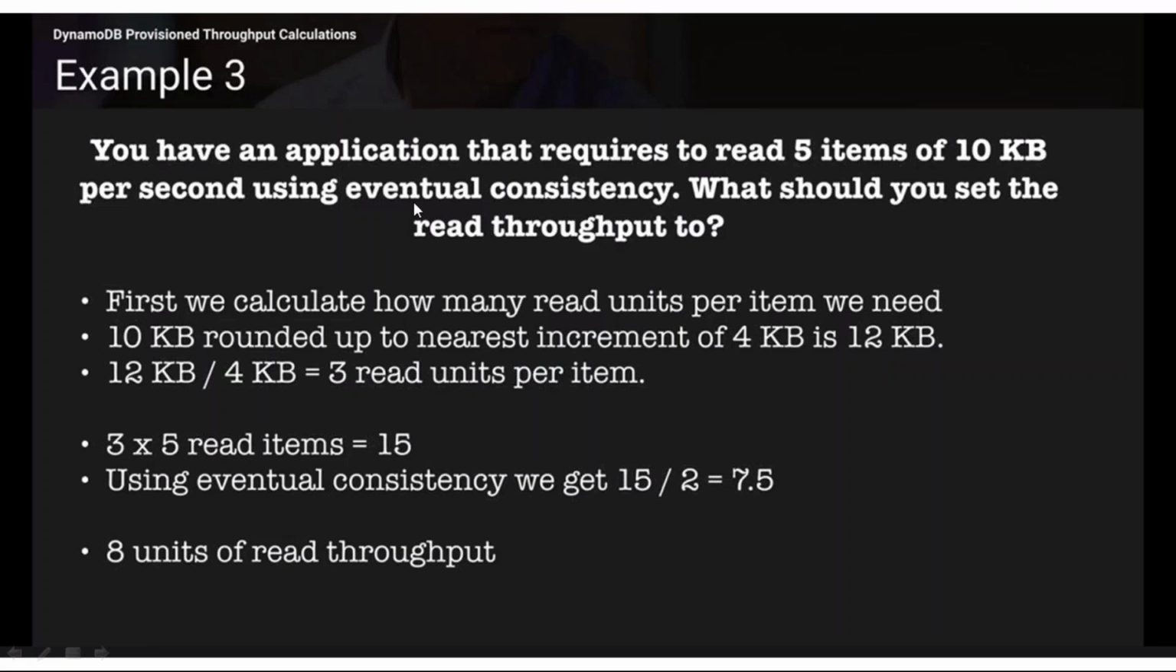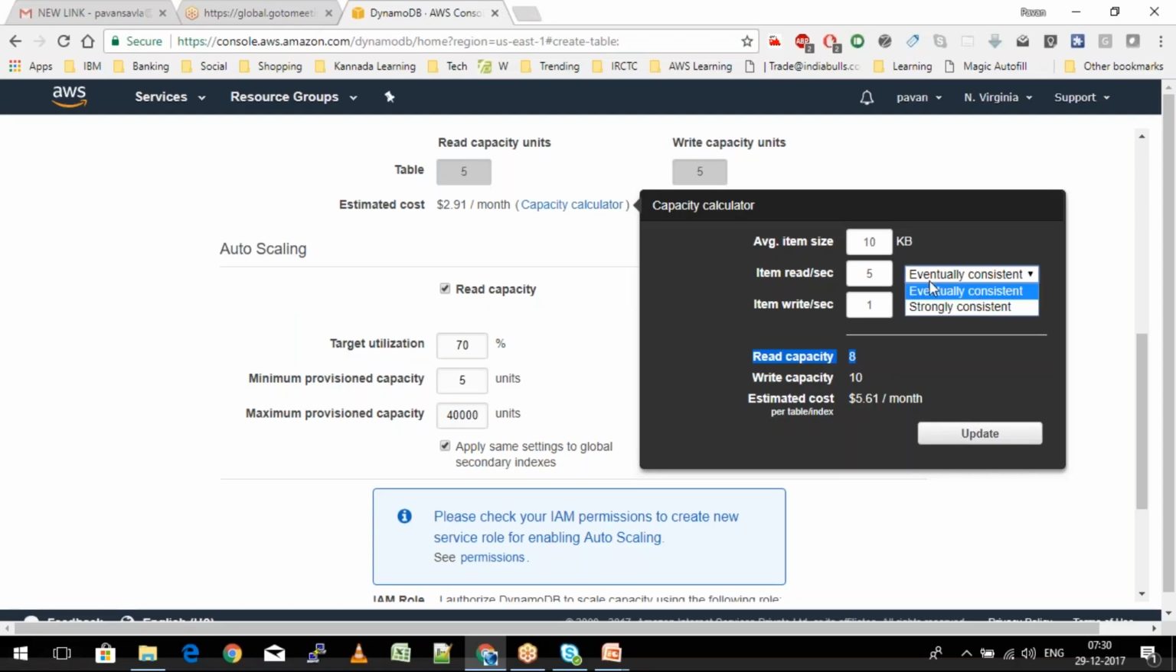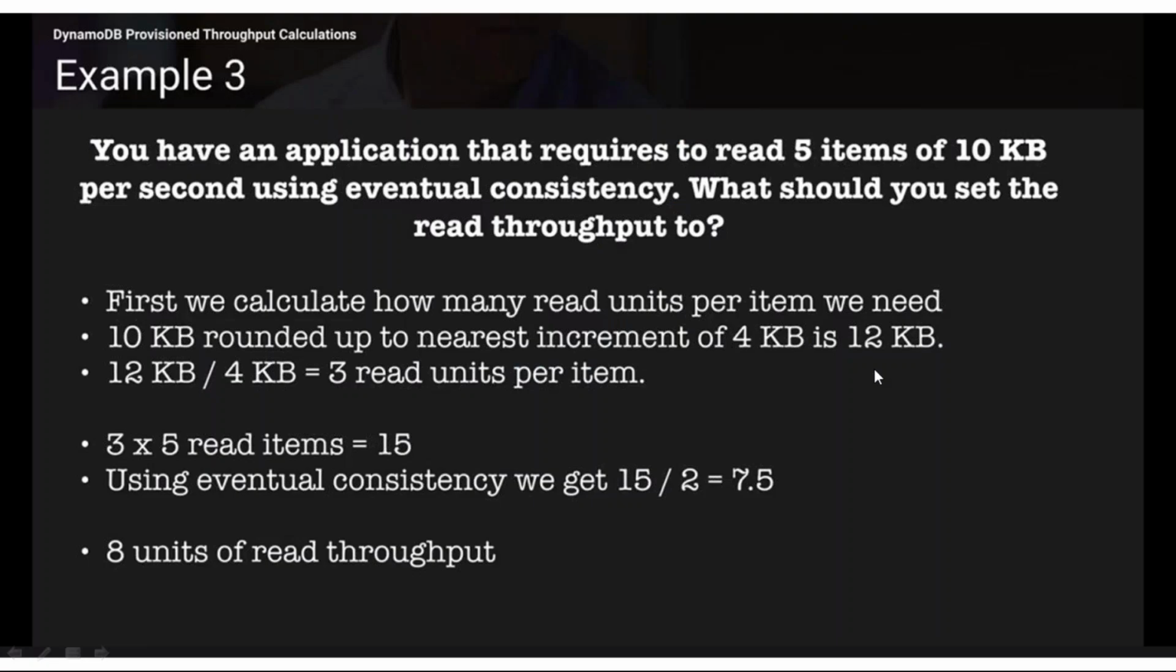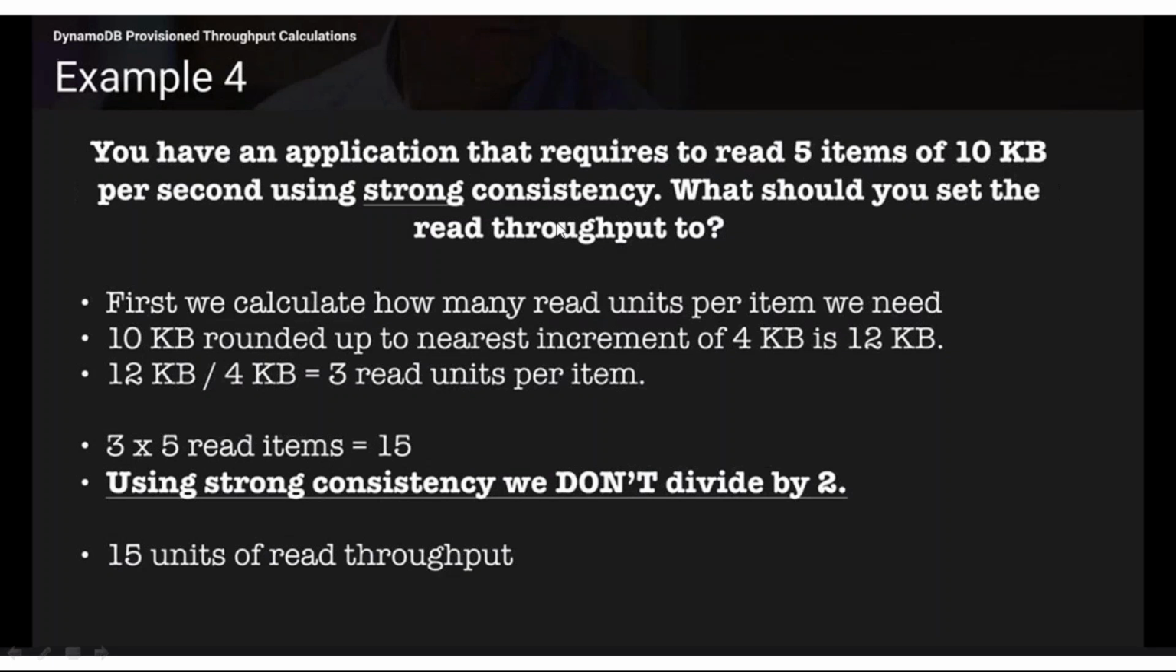Now if it is the same example, and if I say strongly consistent, all I have to do is just remove this division by 2 part, and then whatever answer we get here, 15, is the number of units that I would require. Let's make it here. There you see it becomes 15. Right? So example 4 is all about strongly consistent reads. So I don't have to divide it by 2 at last.